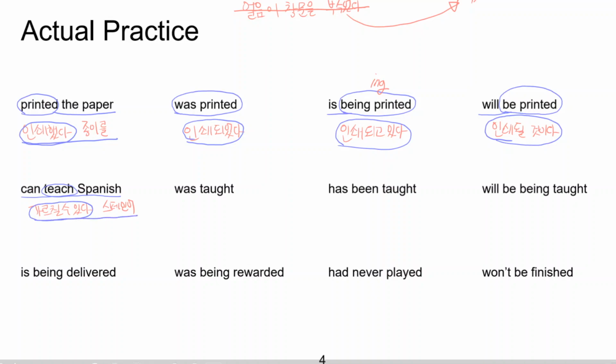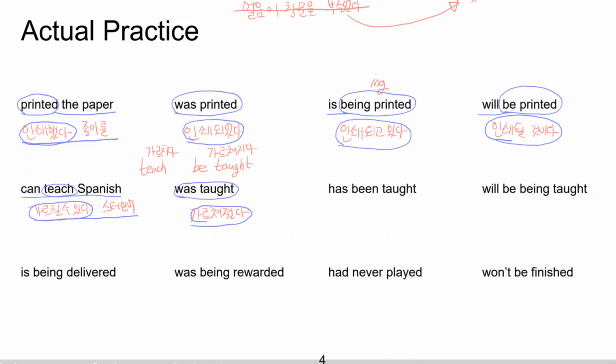Okay, next one. Was taught is BPP form in the past simple, right? So it's from be taught. Be taught is from teach, right? Teach is 가르치다. Be taught is 가르쳐지다. Was taught is past simple, so it should mean 가르쳐졌다.